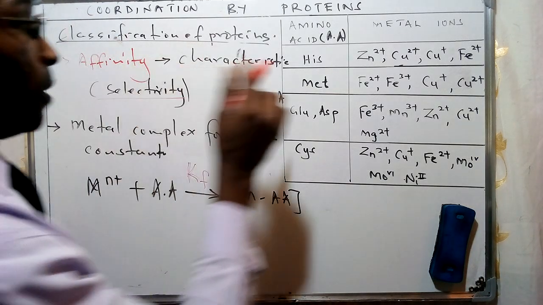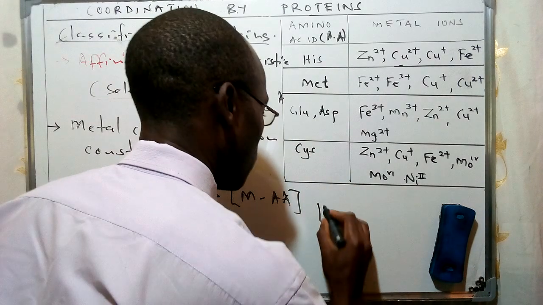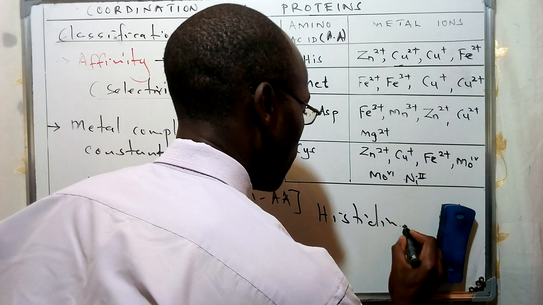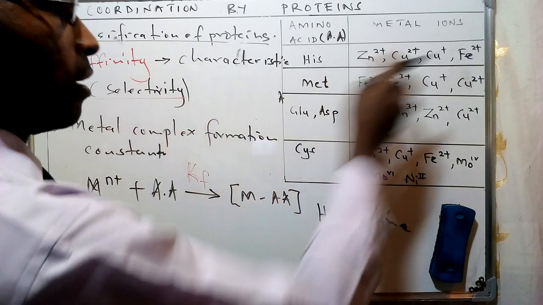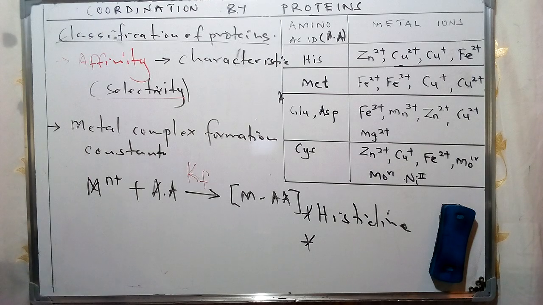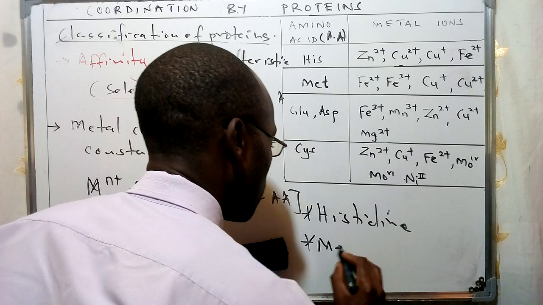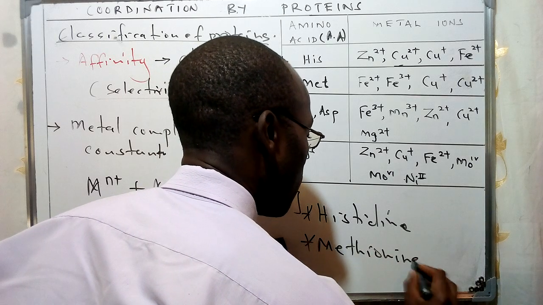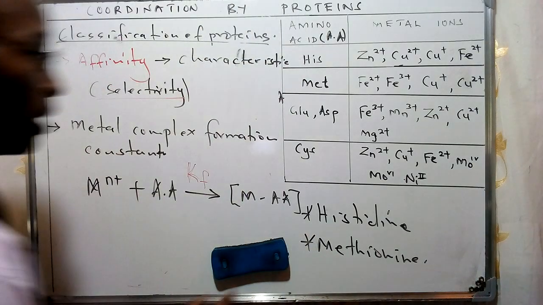In this case, we can see that if we have an amino acid of this specific nature, histidine, and perhaps my pronunciation might not come out correctly, the first one we're going to have is histidine, and this is going to be bonding with zinc 2+, copper 1 and 2, and then iron 2 ions. And the second type of amino acid which we're going to look at is methionine. So methionine is going to be bonding with this specific range of metal ions, which are iron 2, iron 3, copper 1 and copper 2 respectively.